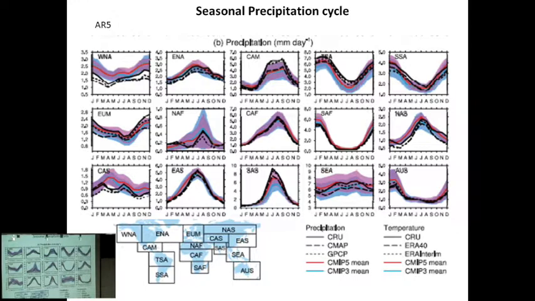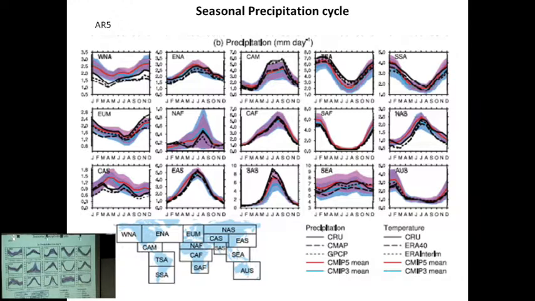So this is the models, and the black is GPCP, and the other is another set of observational data. But from GPCP, what do you think? Is it good? I think the models have captured the phase of the annual cycle, but there is some underestimation. There are some dry biases in the models.